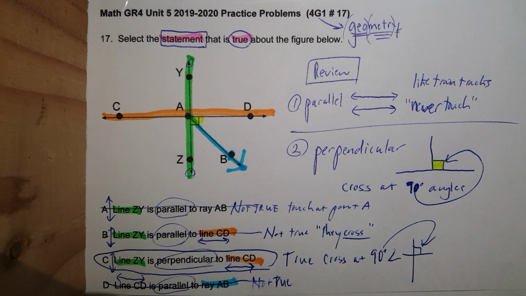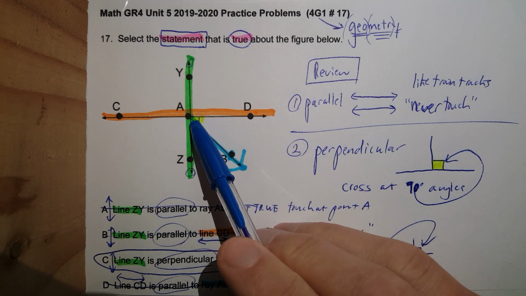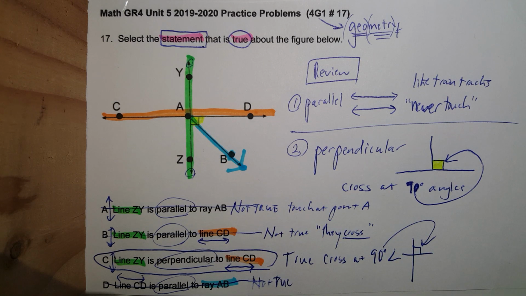Kids get super fast at these. They see parallel lines and perpendicular lines really fast. And the little trick is they even put that little box in there to represent 90 degrees.